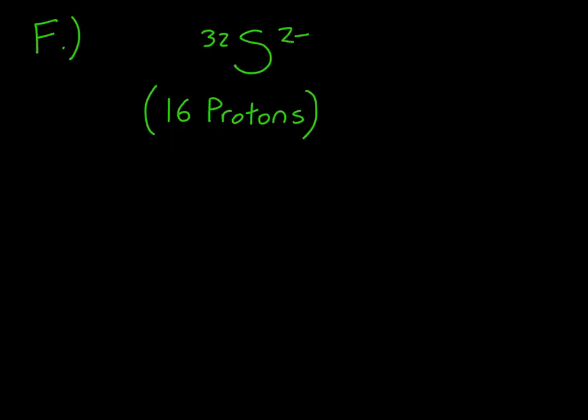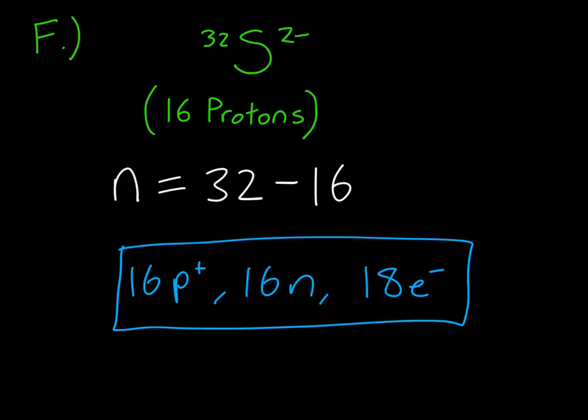We are going to skip part E because it's just like parts A and B, but with silicon. Part F has a sulfur ion with a -2 charge and an atomic mass of 32. According to our periodic table, sulfur has 16 protons, so it must also have 16 neutrons. The -2 charge indicates that it's an anion with 2 more electrons than protons, giving us an atom with 16 protons, 16 neutrons, and 18 electrons.